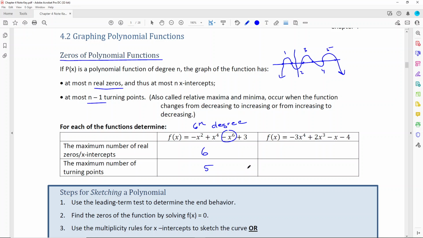Okay, pause the video. Figure out which is your leading term of this polynomial expression or function, and then determine the maximum number of real zeros or x-intercepts and the maximum number of turning points. So hopefully you found that there is 4, because this is a 4th degree or quartic function. And so then you have at most 3 turning points.